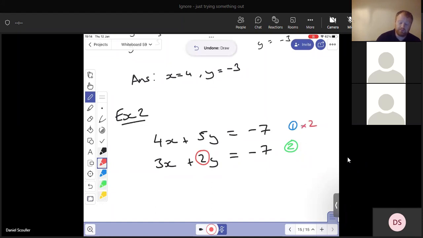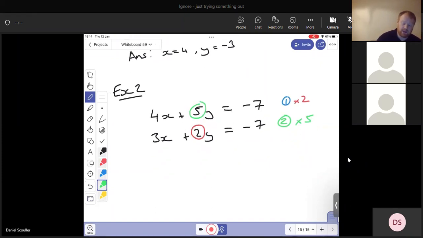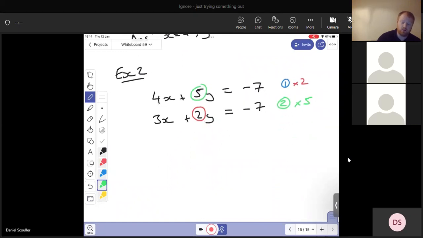Multiply by 2. That term up there, I'm going to multiply equation 2 by that term, so I get the same number in front of the y's as I do in front of the x's. Okay.